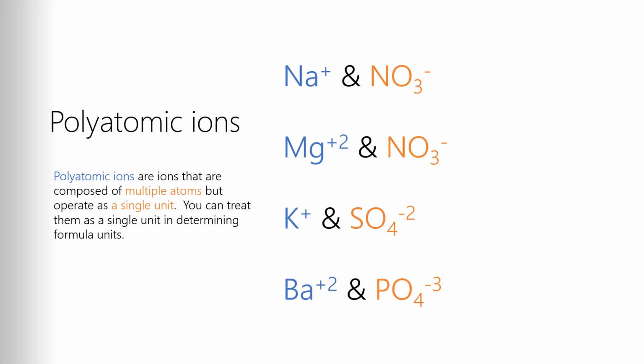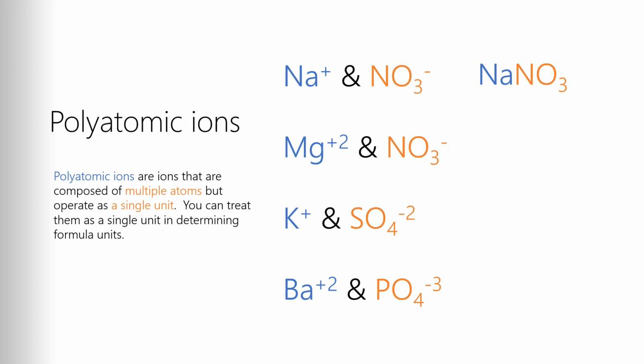So here I've got a set of polyatomic ions with metals. In this first one, I've got sodium +1, and the second, NO3, is nitrate. That nitrate as a group, not the individual atoms in it but as a whole, operates as one unit and has a -1 charge. Just like I did with sodium and chloride, I would treat it the exact same way. +1, -1, so my formula would be NaNO3.